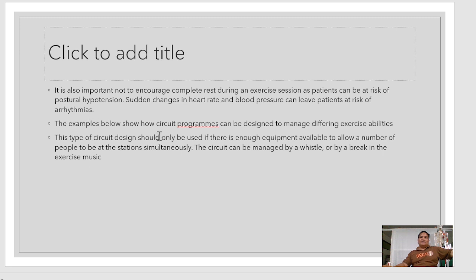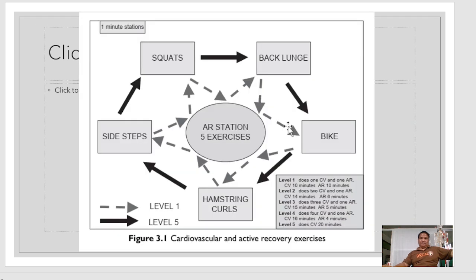So example below are circuit program designs. So ano sa circuit programs din nga makita nato. Actually na-upload na nako ni siya sa classroom. So inyo makita na dito. Oh, so this is an example of exercise program with 1 minute stations. Each of these exercises is performed for 1 minute. Okay? For 1 minute. Pero naa siya rest.